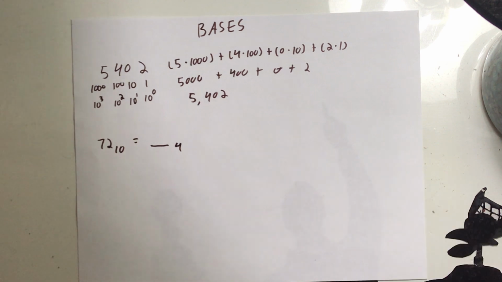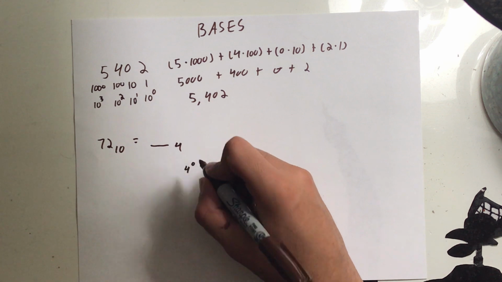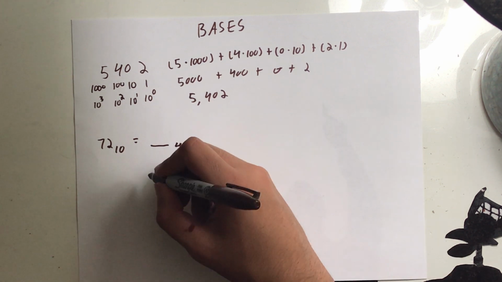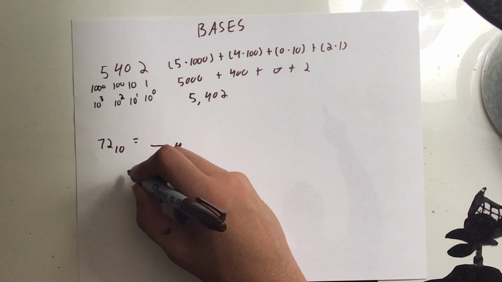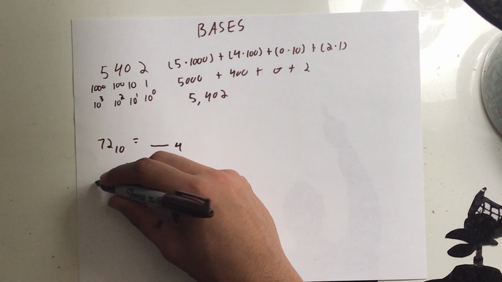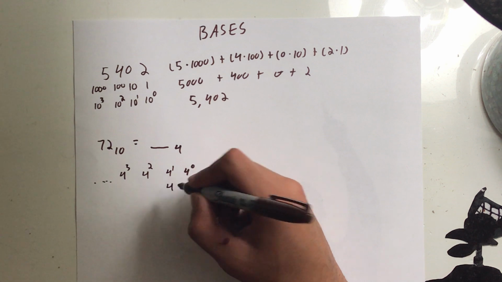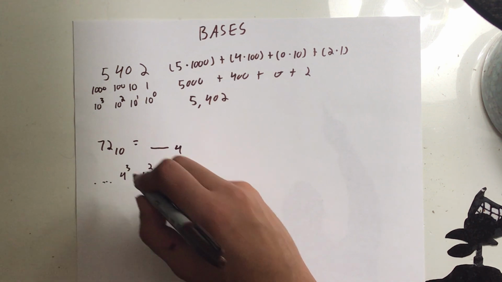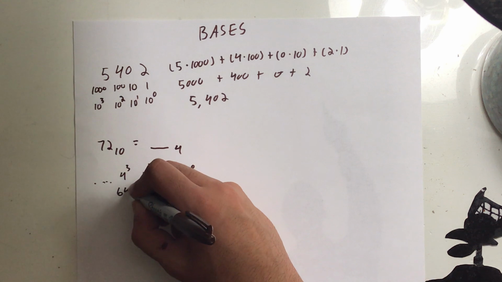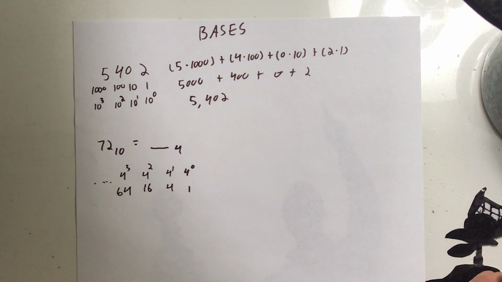How do we do that? Well, we actually need to list the powers of 4. So we're going to list 4 to the 0 power, then 4 to the first power, 4 to the second power, 4 to the third power, and so forth. Right? 4 to the 0 power is 1, 4 to the first power is 4, 4 to the second power is 16, and 4 cubed is 64. You could have also written 4 to the fourth power, which is 256, but 256 doesn't fit into 72, so there's no need to write 4 to the fourth power.